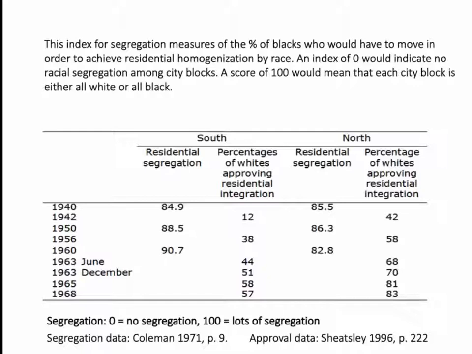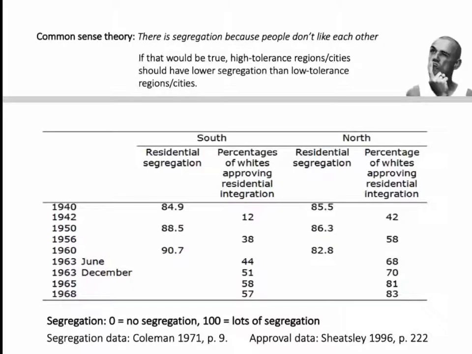Okay, so now you see data for the north and the south in the US, northern states, southern states, and you see data for residential segregation. These are the numbers that I talked about. And then you see the percentage of whites approving of residential segregation in the columns next to it. So remember what I said: if segregation is because people don't like others who are dissimilar to themselves, then high tolerance regions or cities should have lower segregation than low tolerance regions or cities.